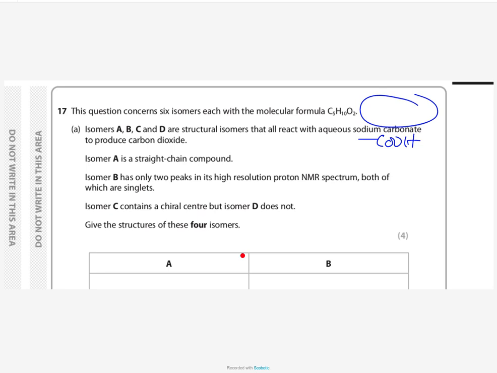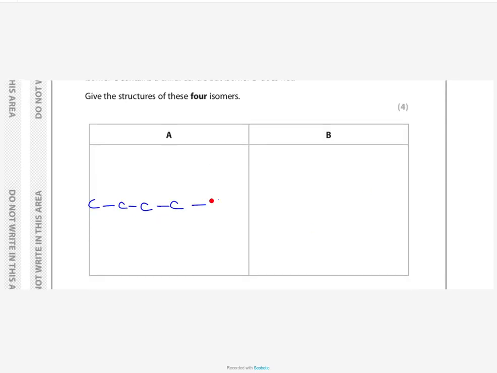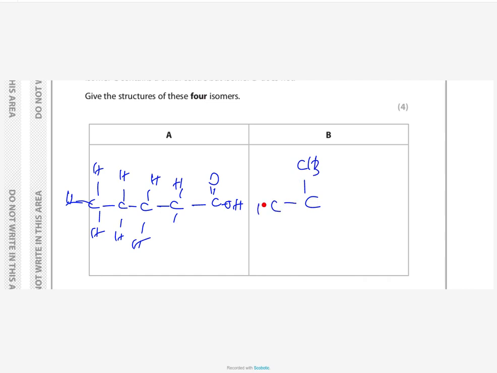Straight chain carboxylic acid. Draw displayed formula or structural formula. So you can draw displayed or molecular, it doesn't matter. Structural. So five carbons: 1, 2, 3, 4, C5, right? Yeah. And the second one, NMR two peaks. That means the hydrogens have to be in the same environment. One singlet, because the adjacent carbon has no hydrogen. And then you have this group. This OH is also anyway a singlet, right?